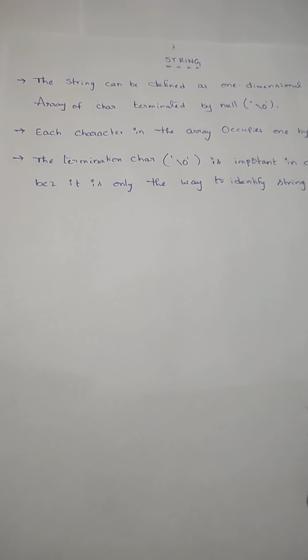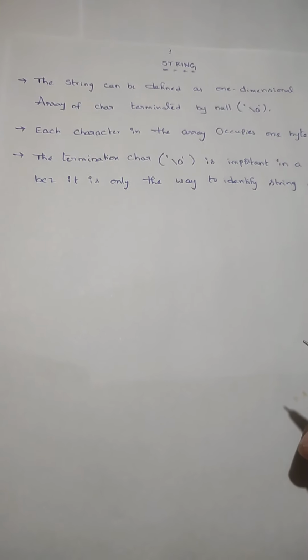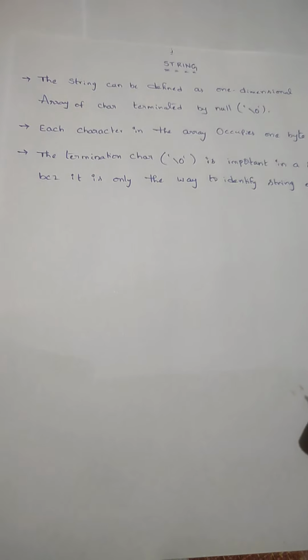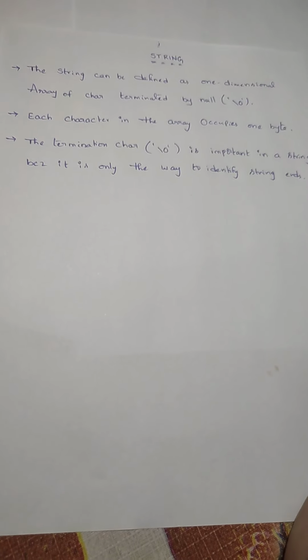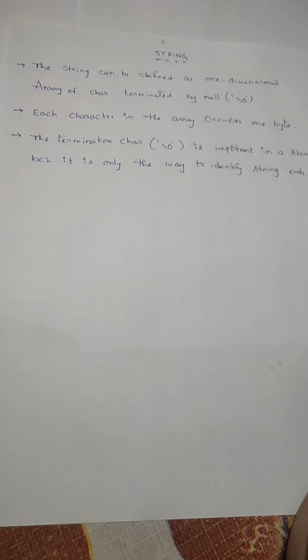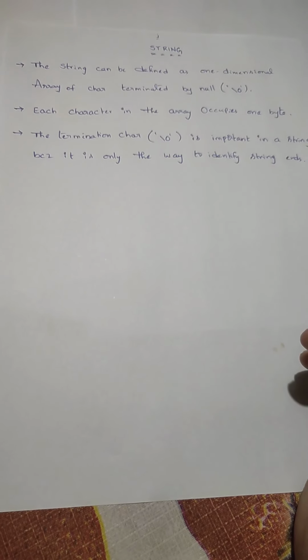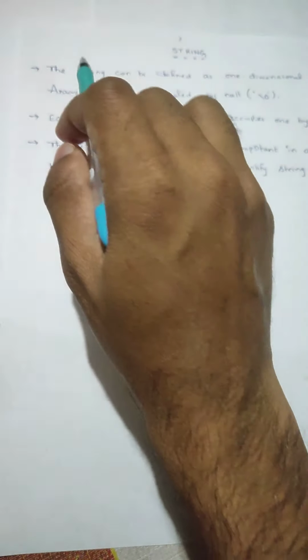Good afternoon, students. Today we are going to discuss the strings concept in the C programming language. First, let's see the definition of a string. A string is generally a group of characters, or a collection of characters. Then how do we define strings in C language? So see the definition.